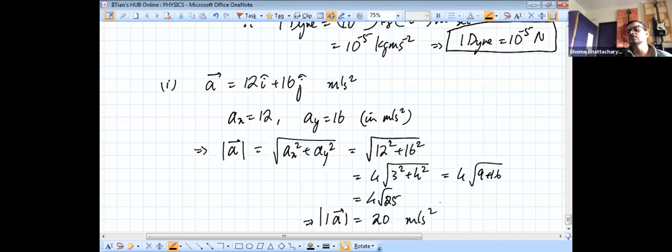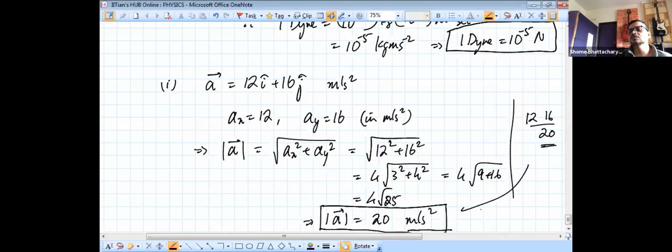Okay, this is the complete working for it. You can, of course, skip some of the steps and do this directly, because you might just understand directly that 12, 16, 20 is a Pythagorean triplet. So if you just understand this, you will come to this answer directly. Yes, it's correct, Dhaneshwar. Your answer is correct.